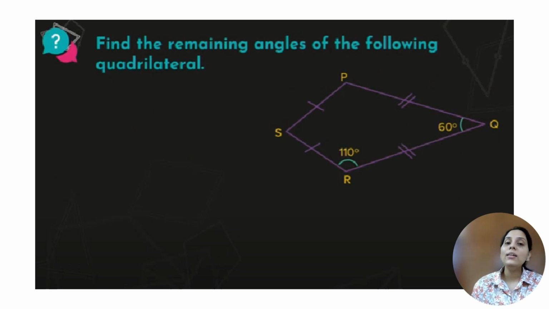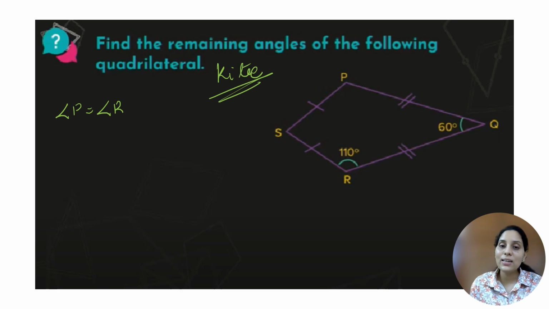Moving on, find the remaining angles of the following quadrilateral. So what does this quadrilateral look like? Here we can clearly see that the adjacent sides are equal: PS equal to SR and PQ equal to QR. So basically this is a kite, right? Now what are the properties of a kite? I can clearly know that angle P and angle R are equal. So if R is 110, P will also be 110 degrees. Why? Because as I told you, in a kite the non-vertex angles are always equal to each other.